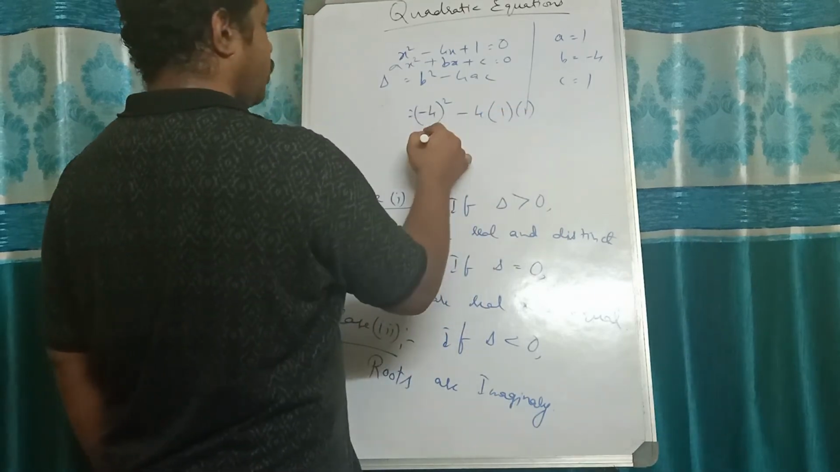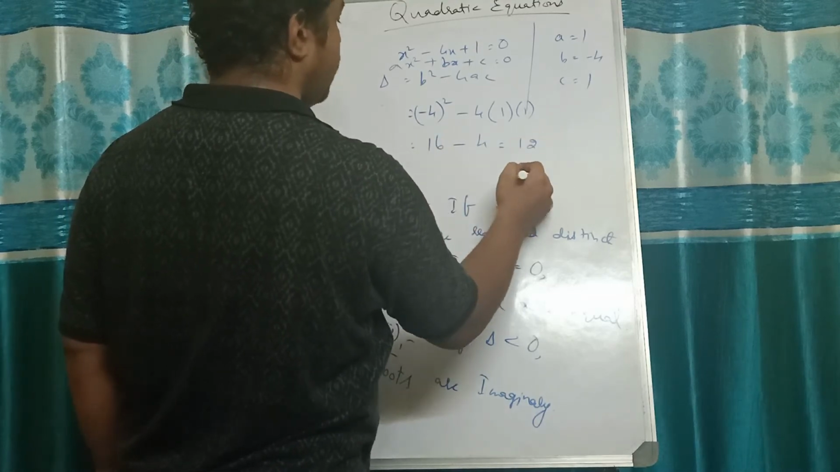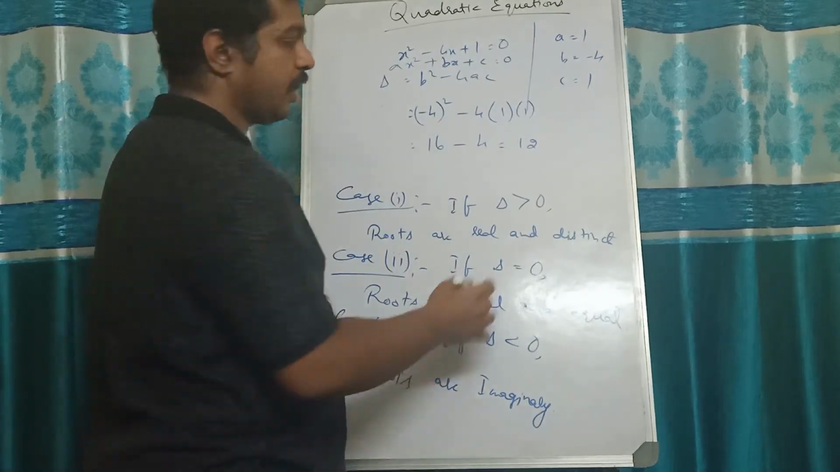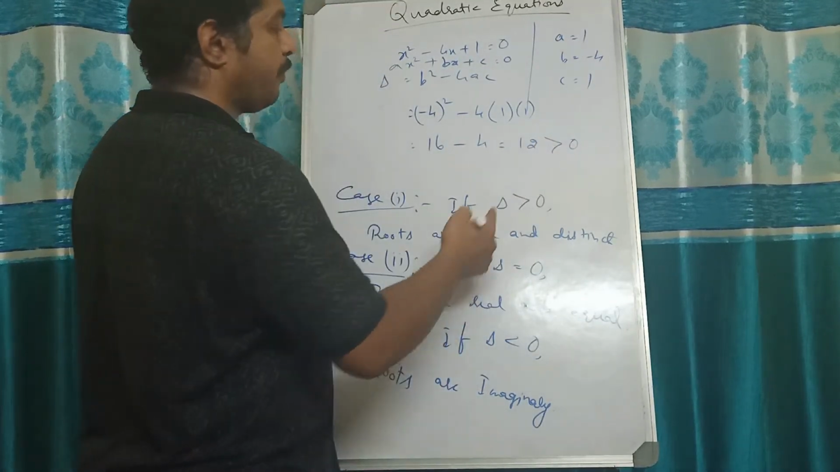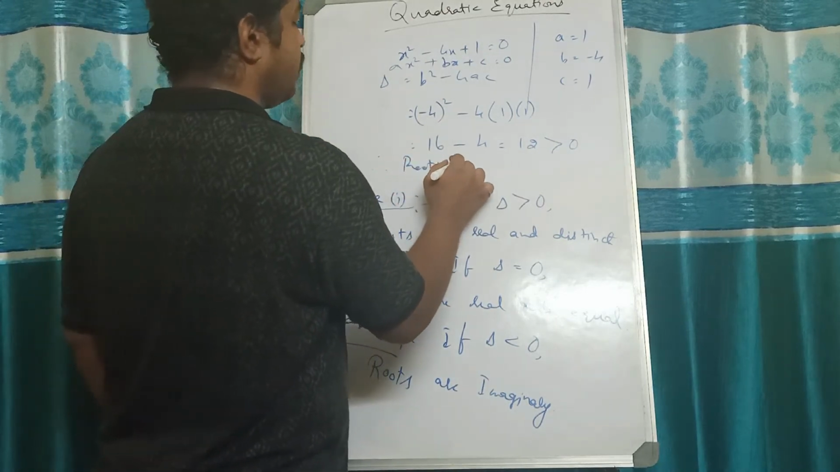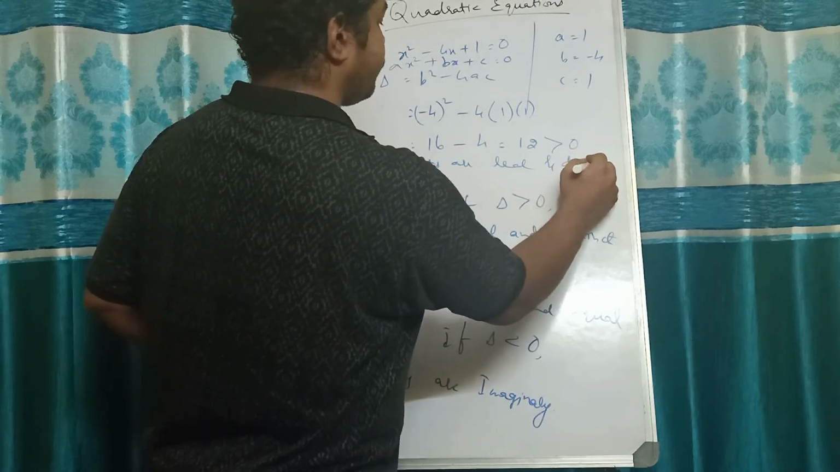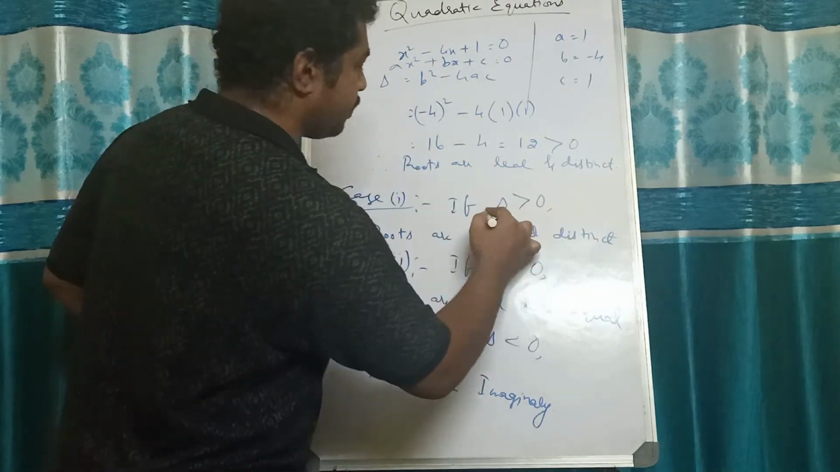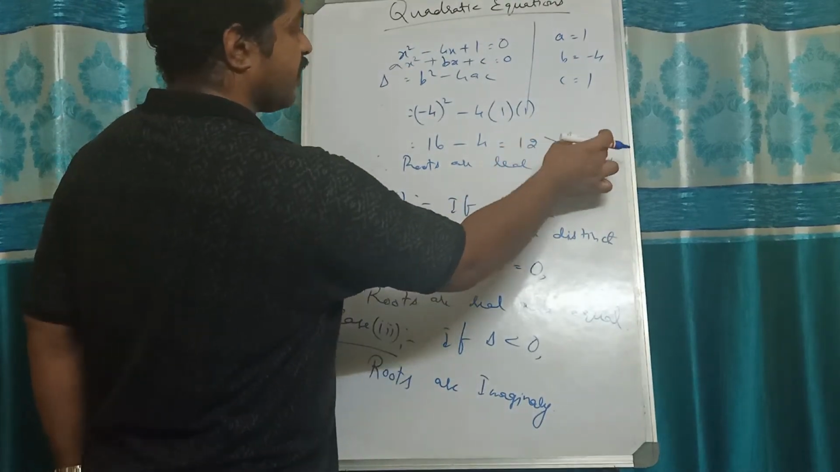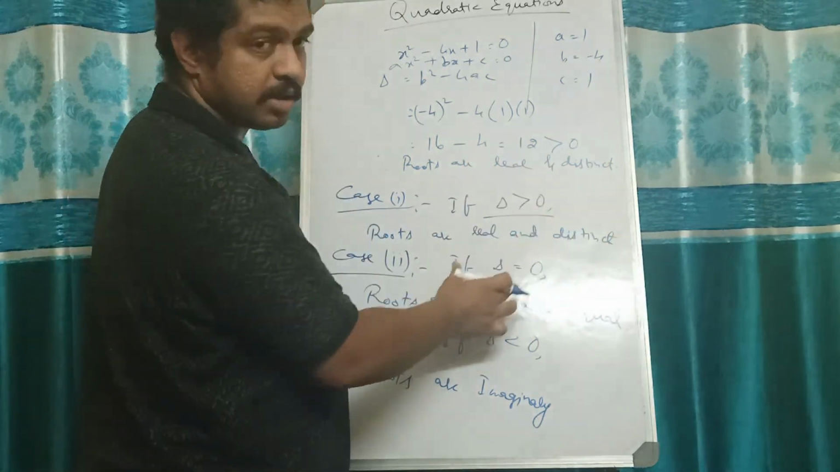Negative 4 whole square is 16, minus 4, which is 12, and the value of delta that we are getting is a positive value. That means this is greater than 0. If this is greater than 0, we can always say that the roots are real and distinct. It verifies this particular result, case 1, the first possibility: what if it is greater than 0? We have roots which are real and distinct.